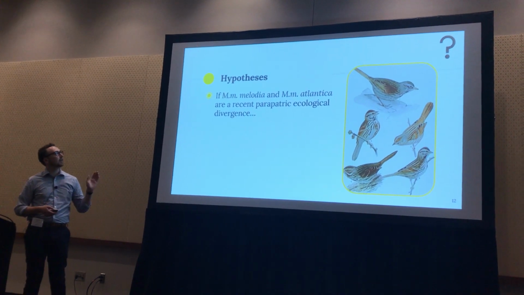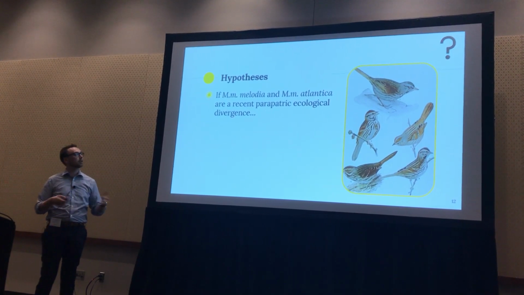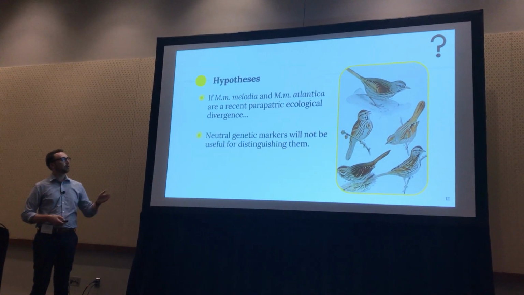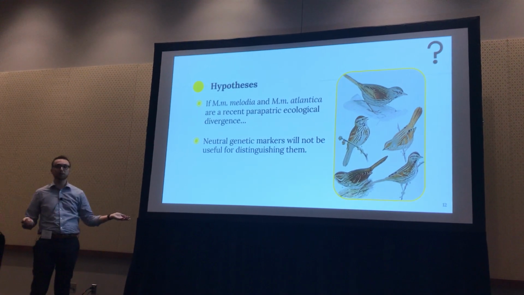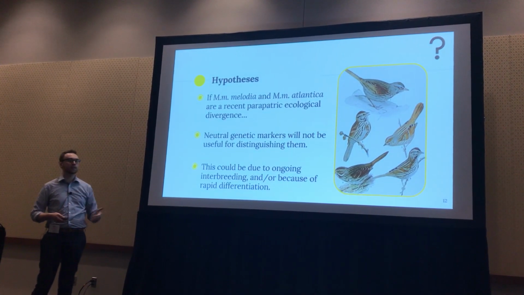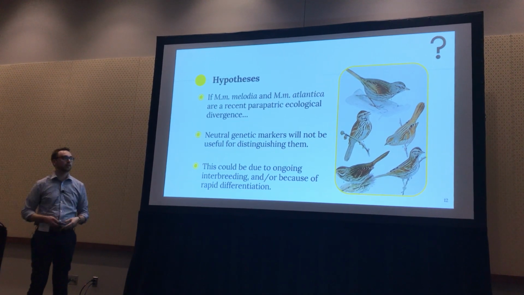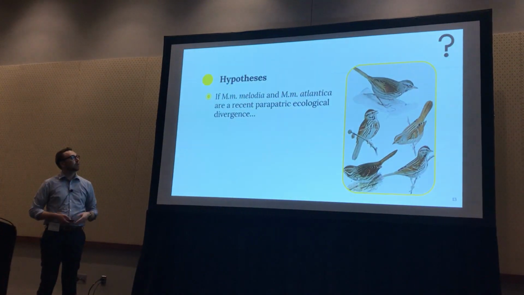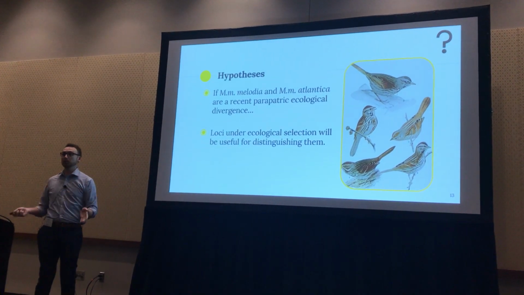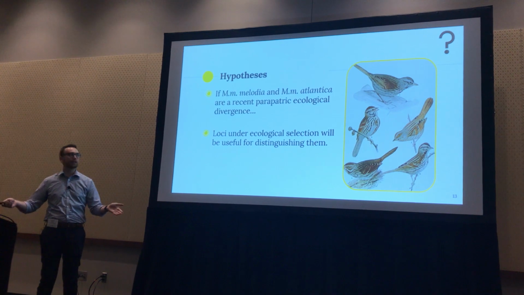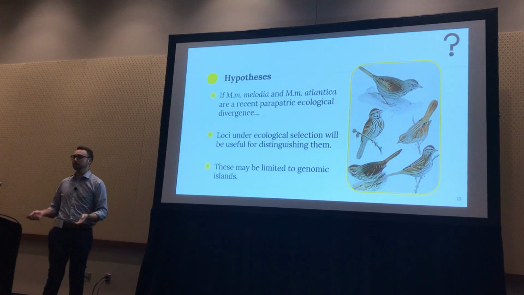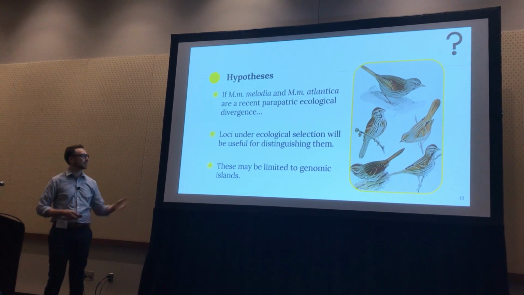So we said if the eastern and Atlantic song sparrow are a recent parapatric divergence due to this ecological pressure, we would expect neutral genetic markers to not be useful differentiating them, which would either be due to interbreeding or because of rapid differentiation. They didn't have complete lineage sorting. And then conversely, we expect that loci under ecological selection in this case would be useful for differentiating them because that's what's underlying these divergent phenotypes. And it might be, for example, limited to genomic islands of differentiation, which I'm sure everybody's been to a talk that's talked about those today.